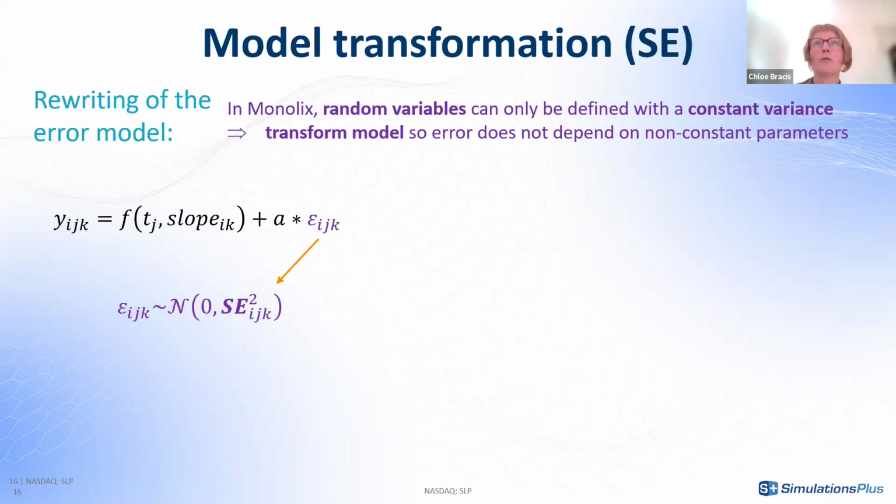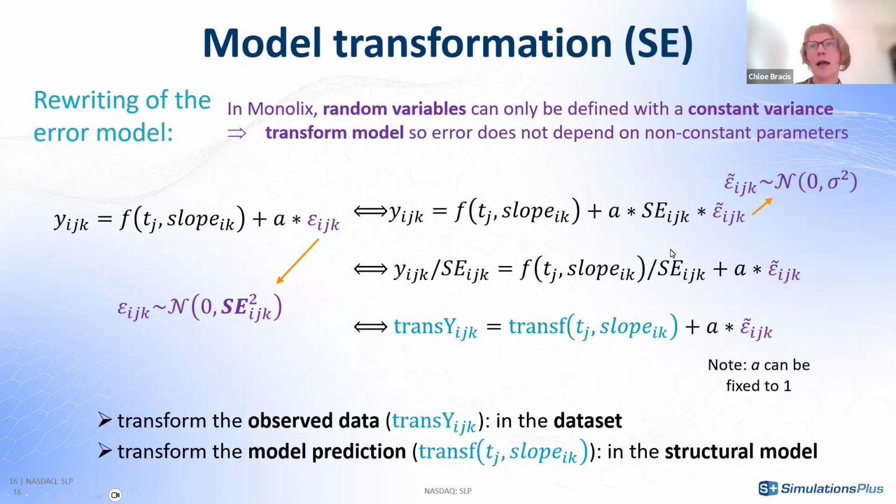Now, if we're instead weighting by the standard error instead of the number of individuals, this looks really similar. So here I have my residual error term using the standard error, and I can again move that outside, divide both sides, and that gives me again my transformation that I'm going to apply in the data set and in the structural model. And note that instead of estimating a constant variance for our residual error, we can fix that to 1 so that we're explicitly using those standard errors that we have from our data.